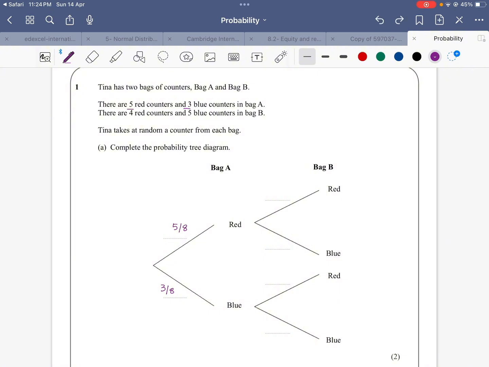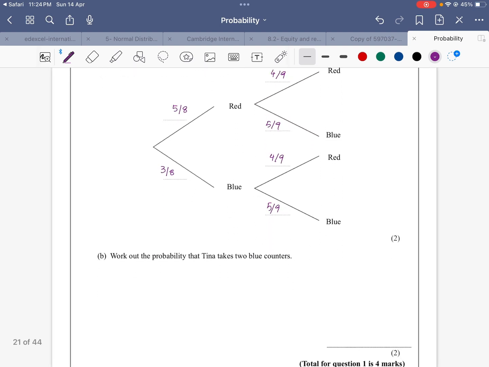Okay, in bag B, how many red counters? 4. Total of 9. 4 upon 9, 5 upon 9. This is how you complete the tree diagram.